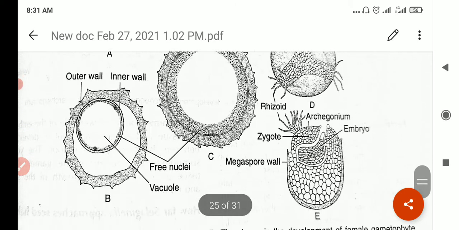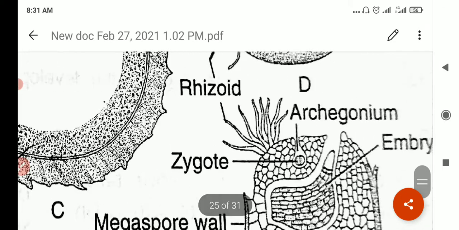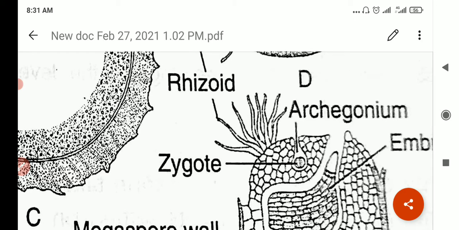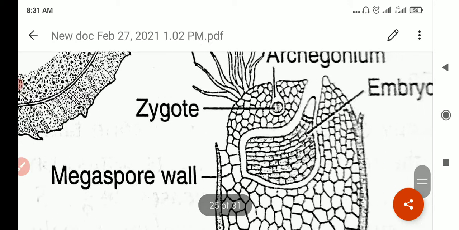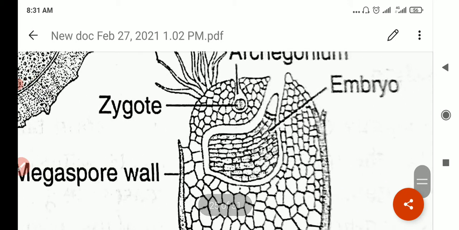You can see the archegonia, and there you can see the zygote inside. Can I expand this? See, you can see the archegonia. We will see how the archegonia develop. You can see the zygote. Then you can see the embryos. So this one is one zygote.